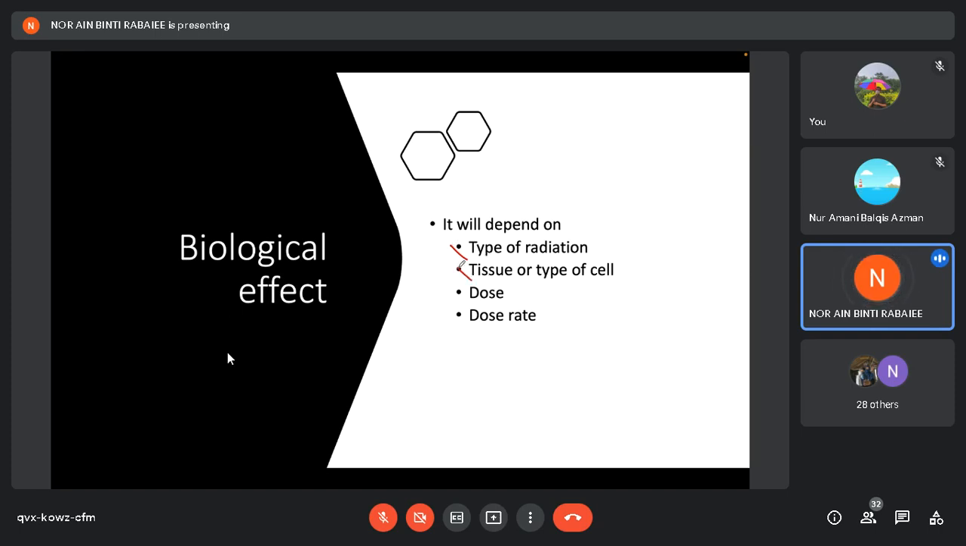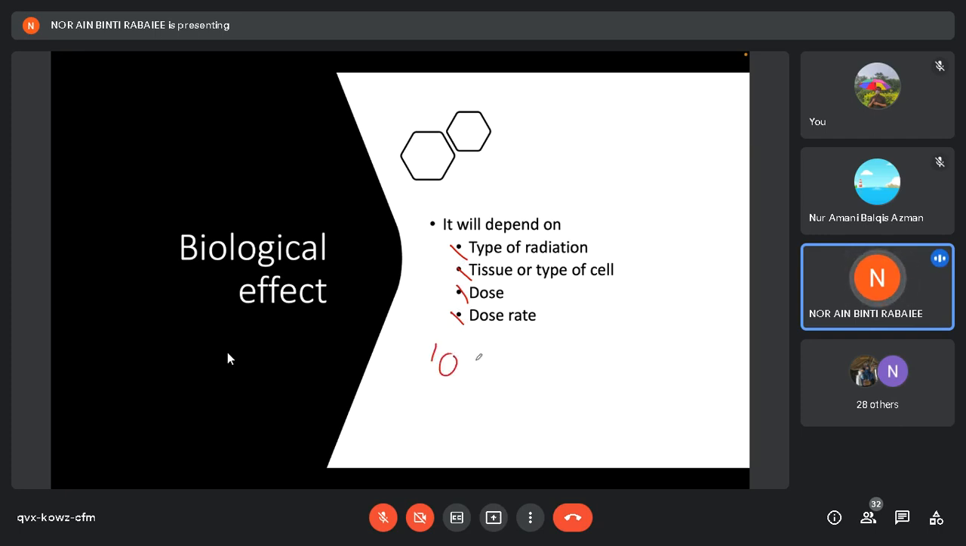It also depends on the tissue and type of cell, because every tissue in our body has a different level of sensitivity. So the gonad has a higher level of sensitivity compared to the skin, and similar to the lens. Also, the tissue weighting factor influences the sensitivity of the tissue towards the radiation. It also depends on the dose, and also the dose rate.